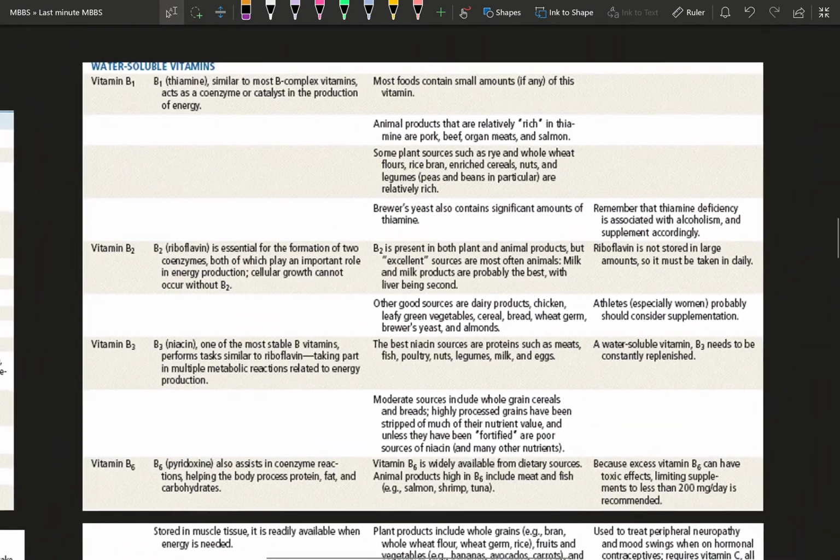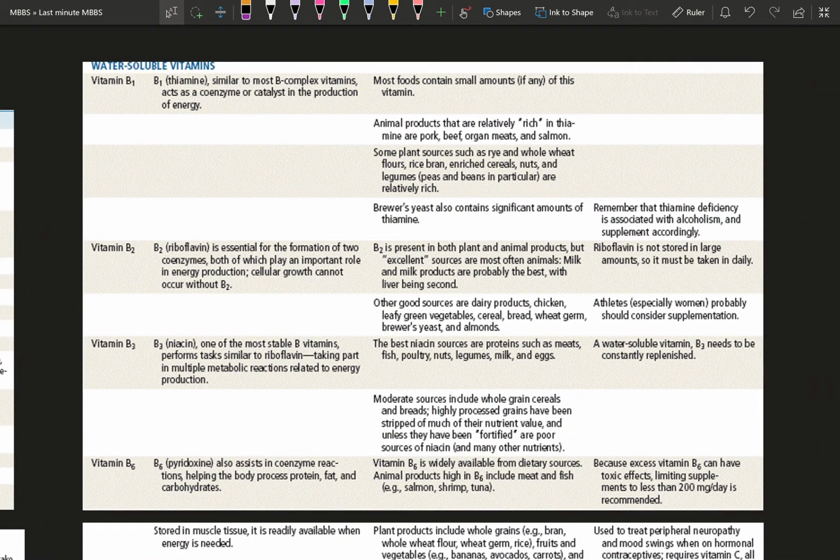Moving on, water soluble vitamins, the B complex. You don't need to know about every vitamin of the vitamin B complex given over here. Some of the important ones are vitamin B1, also known as thiamine. It acts as a coenzyme. So that's all you need to know about vitamin B1.